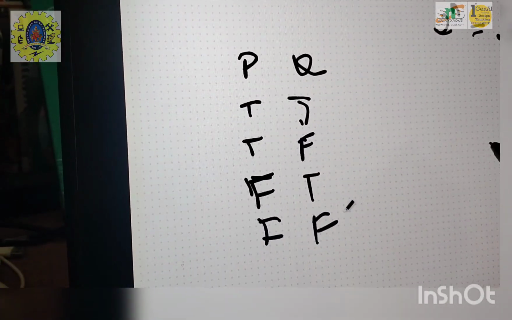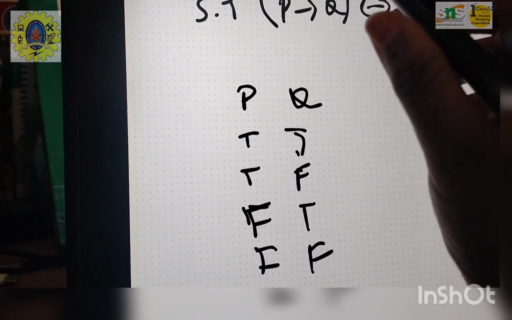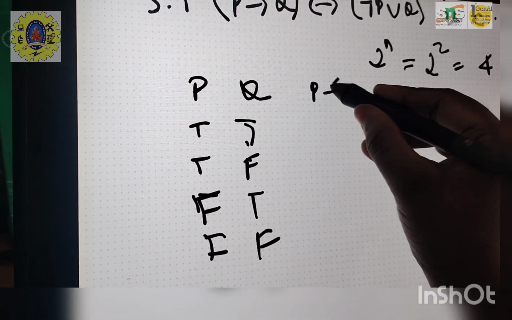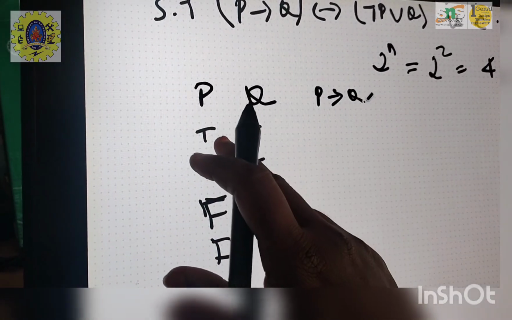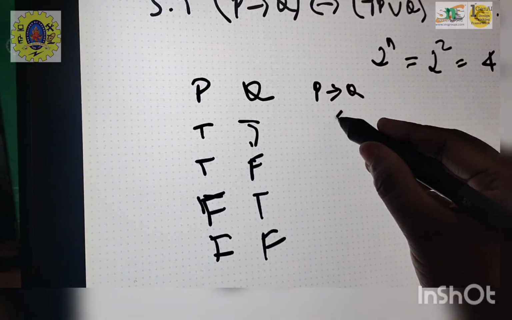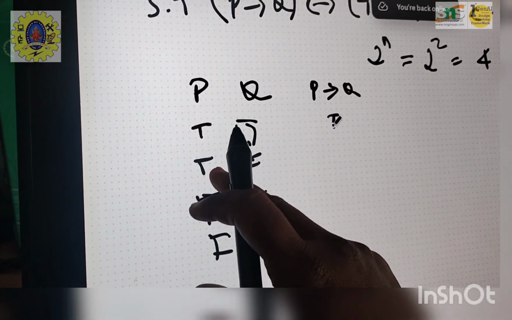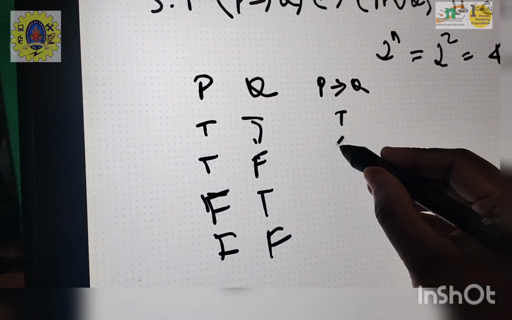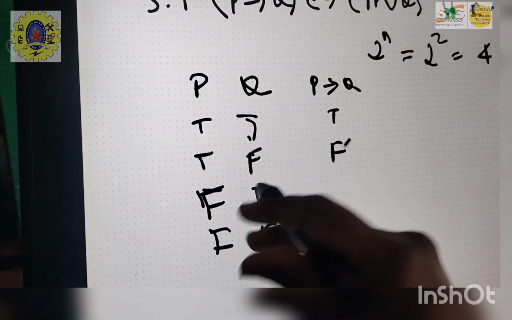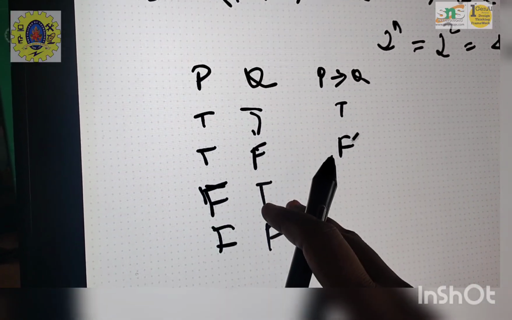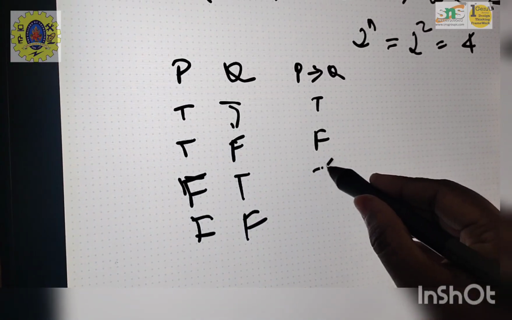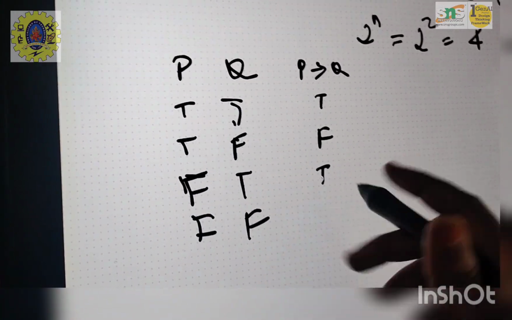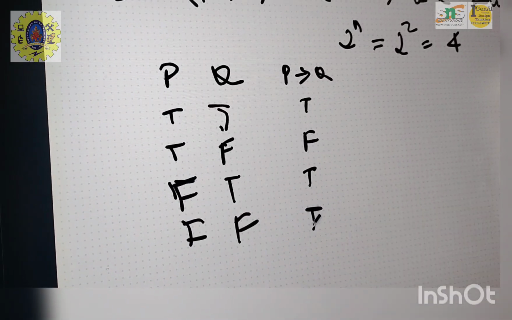Now we are going to find the value for P implies Q. If true implies true, then the answer is true. If true implies false, a true statement leading to a false statement, then our answer is false. If false implies true, then our statement is true. The last one is false implies false, which is true.